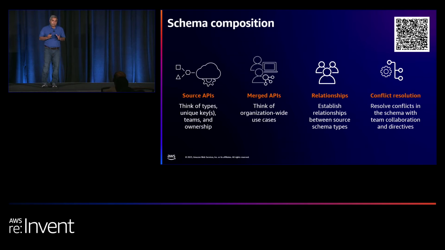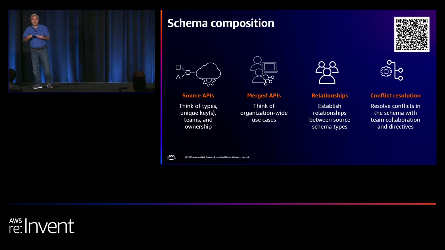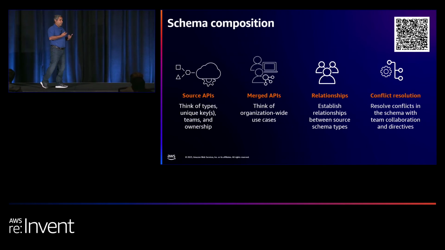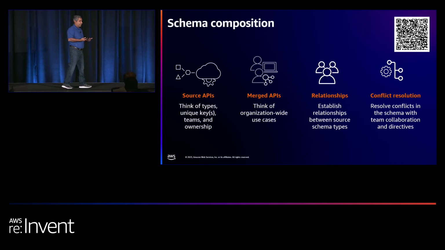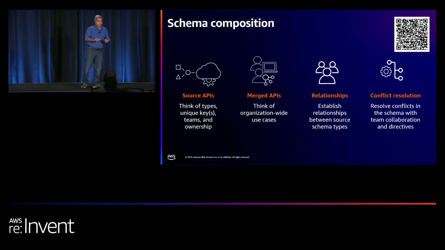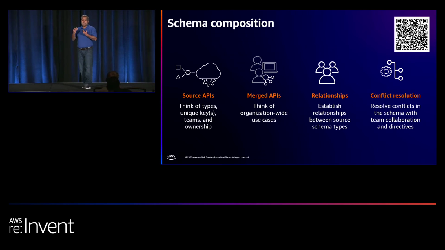First, the source API. Think of a data or domain-driven model. Each domain, or related domains, could be a source API, with ownership maintained by a single team. A single team owns the source API. And the types and field definitions will have a unique primary key. In the example I showed, the order has an order ID as the primary key. The product has a product ID as the primary key.